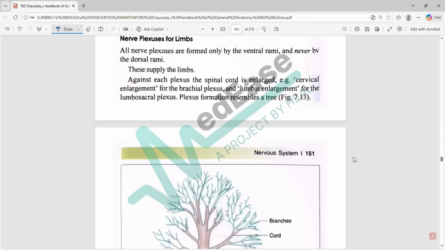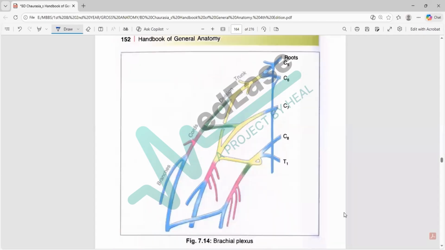Now, when we talk about the spinal nerves, remember there are the ventral and dorsal divisions of each. Now remember, the ventral rami, or anterior rami, are involved in the production of the plexuses. Now what are the plexuses? Plexuses are mainly the interlacing of the fibers of different nerve roots coming together, uniting with each other to produce another nerve.